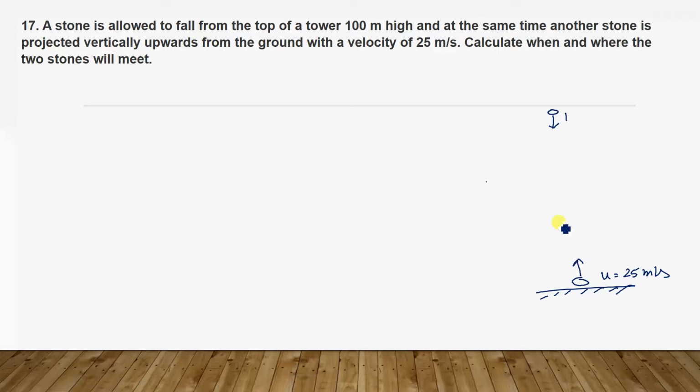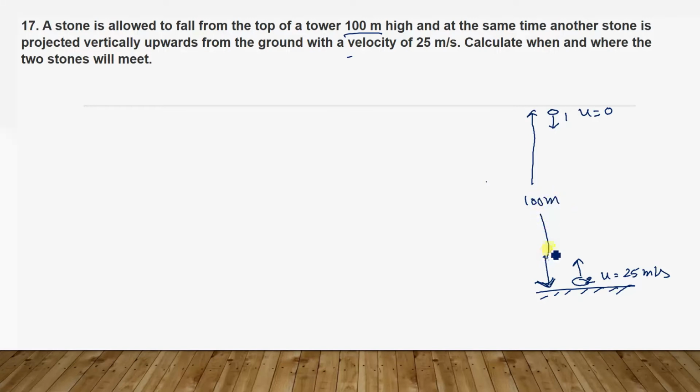One is going from bottom to top, the other is coming from top to bottom. This is stone 2 and this is stone 1. Stone 1 is allowed to fall from the top, so u is taken to be 0. And the total distance, the total height, is given here as 100 meters. So we will take it as 100 meters here.